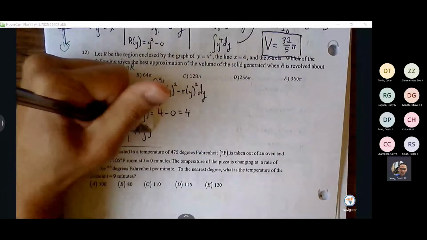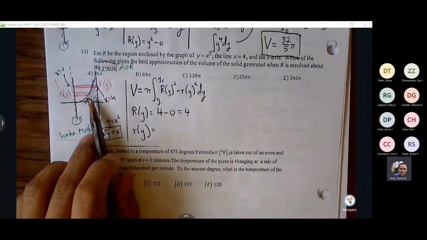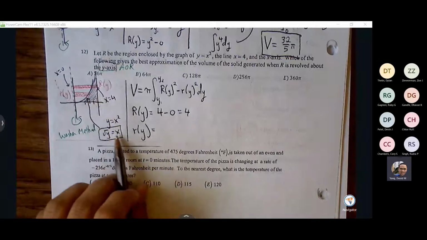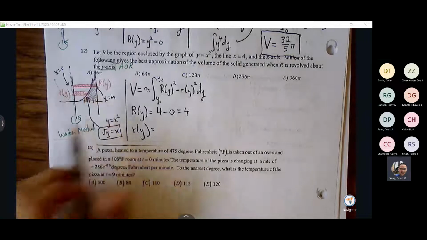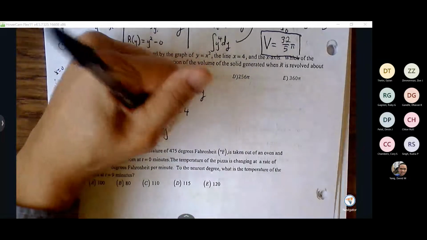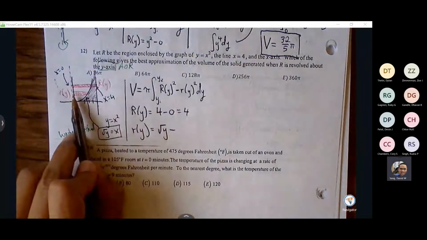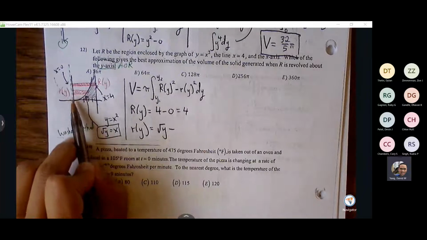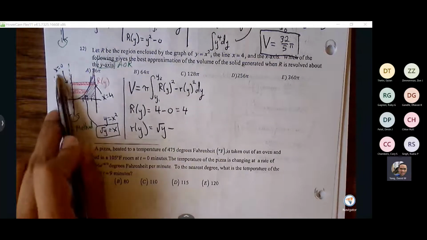Little radius, right minus left. The right endpoint of my little radius is sitting at the curve, which is the square root of y. I adapted it for the form that I need. Minus the left endpoint of my little radius, which is sitting at the y-axis, the equation x equals 0.